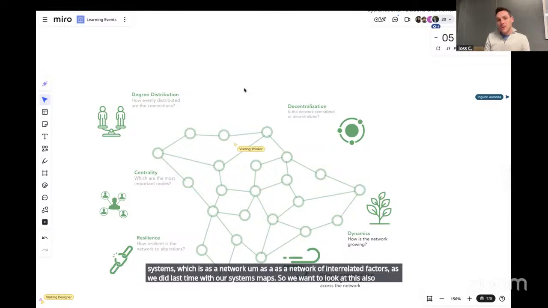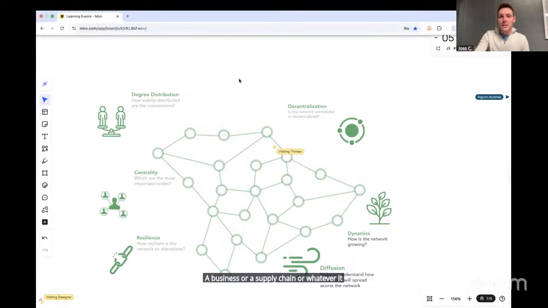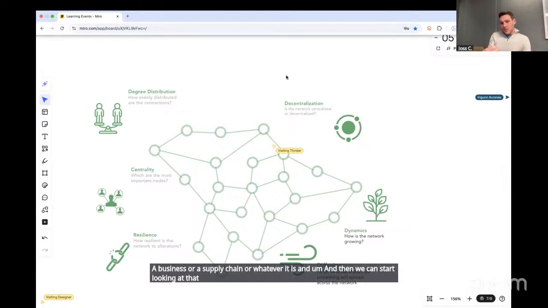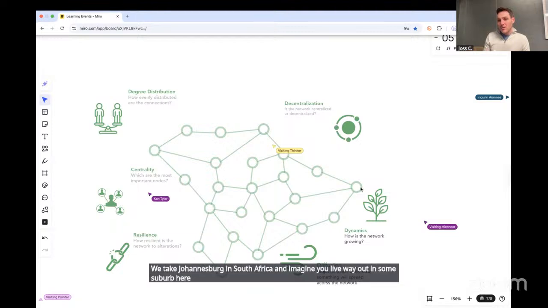All systems, whether they're simple or complex, look like this in terms of their internal structure: a set of elements, and they're interrelated in some way. We talked about a family before. We talked about a business or a supply chain or whatever it is. And then we can start looking at that. We know the elements in that system are going to be influenced by where they are in that network and what they're connected to and what they're not connected to, right? Going back to what I was just saying, we take Johannesburg in South Africa, and imagine you live way out in some suburb here, which is not connected at all.